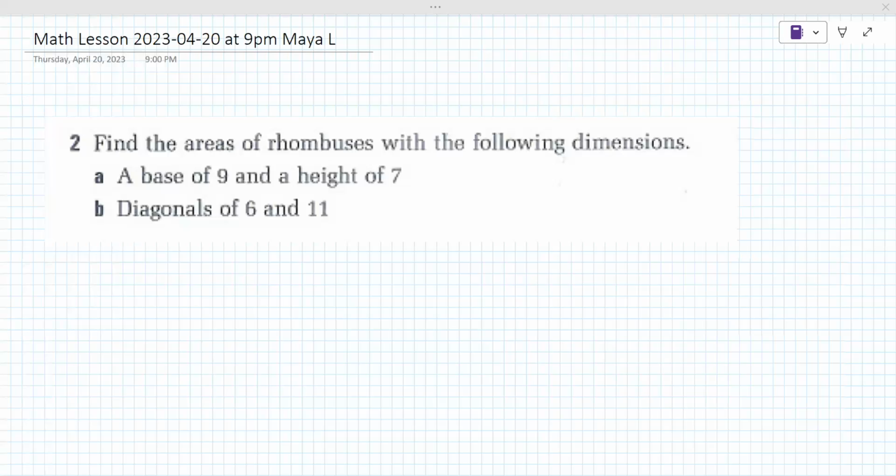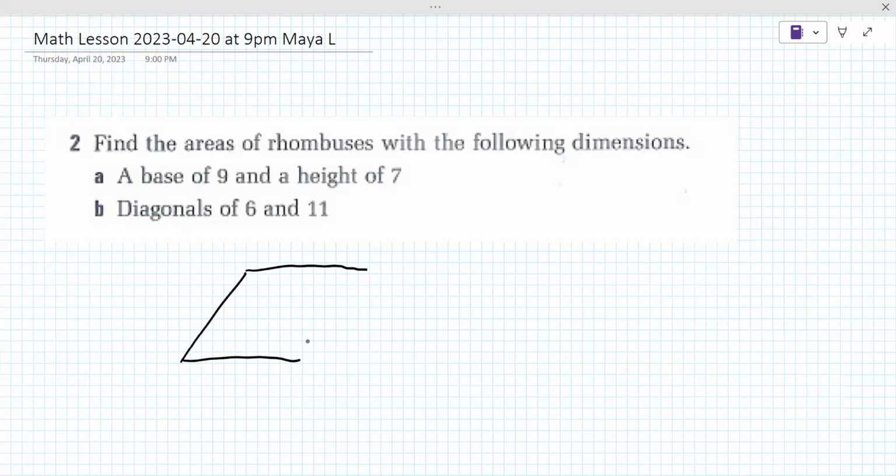All right, so it says, I believe, please double check this is the right problem. Find the area of the rhombuses with the following dimensions: a base of 9 and a height of 7. Okay, so it's sometimes a good idea to actually draw it. You don't have to be that accurate.